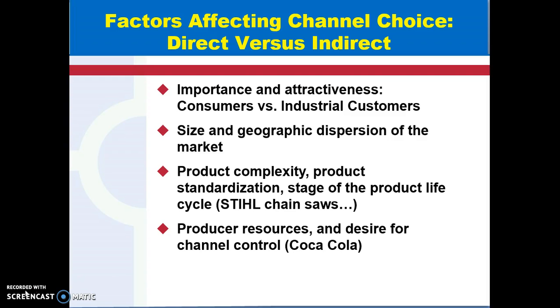Lastly, if you want more control over the channel, then you would like to go direct, just as Coca-Cola did. Because Coca-Cola wanted to control the channel and derive higher efficiencies, it actually ended up buying its biggest bottler, Coke Enterprises. So to summarize, you have to think on these lines before you decide whether you want to go direct or you want to use channel partners.